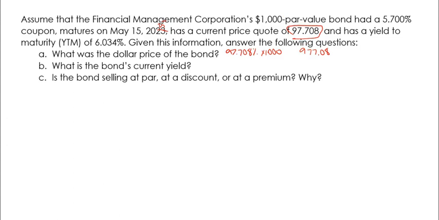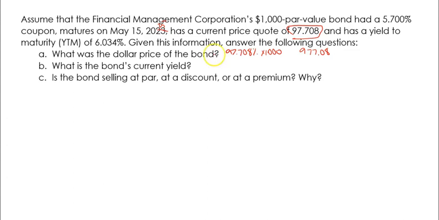The bond's current yield is equal to the current coupon payment divided by its price. So it's the coupon payment divided by price. So we first need to calculate the coupon payment.